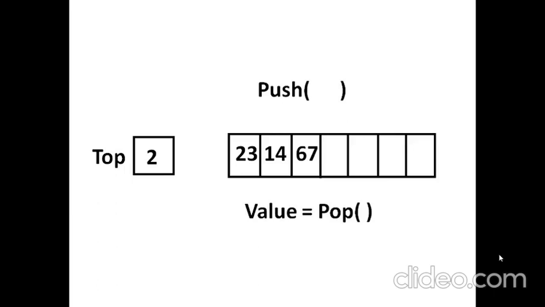Whenever you invoke the pop function, it will refer to the top position, which is right now 2, and then delete the value at that particular index. So the value is deleted, and also the top is decremented. And if we further delete 14 and 23, then the top will once again become -1. This is how the push and pop operations can be implemented on a stack.